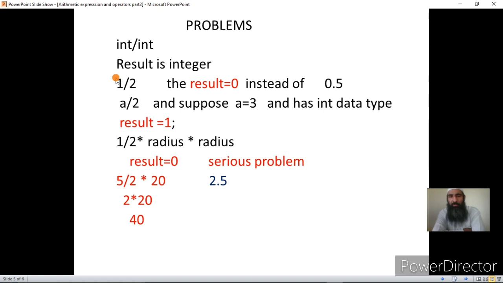Suppose in the triangle you are multiplying 1/2 of base to the altitude, that is 1 by 2, but your result should be 0.5. You get the result as 0, and that is multiplied by the value of base and altitude. You get the value of area as 0. That is not correct for 1 by 2.